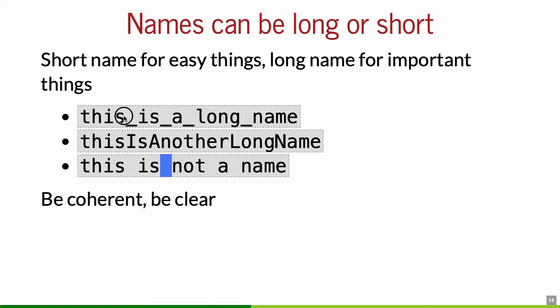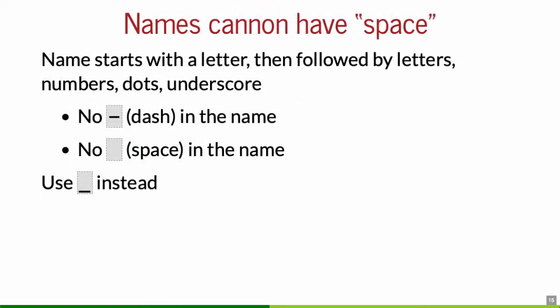If you use underscores, use always underscores. If you use big letters, use always big letters. Be coherent. You cannot use space inside a name. You can start with any letter, and then you can follow letter, number, dots, or underscore. Don't use dash in the name. Don't use space in the name of a variable.